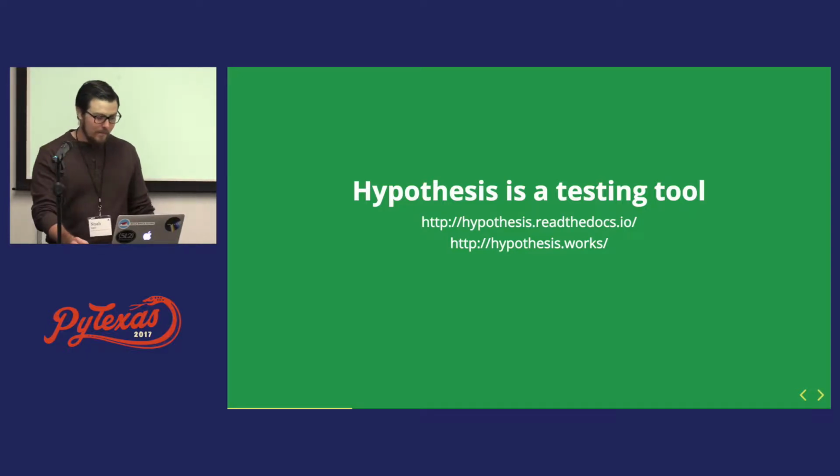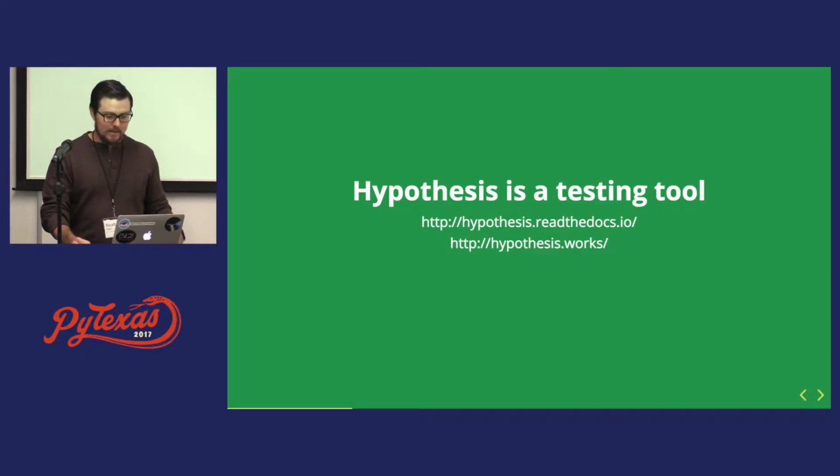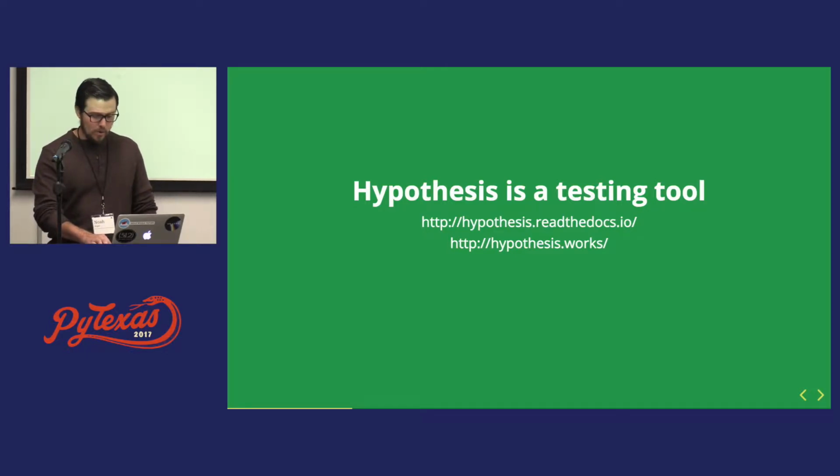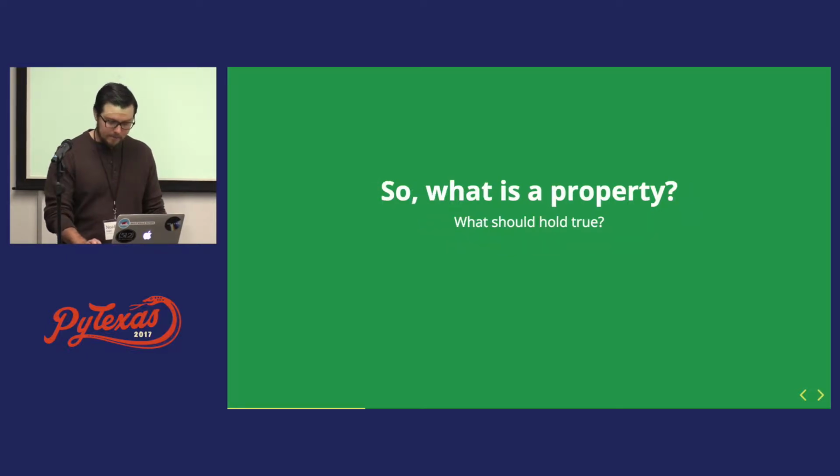It's a testing tool. You can find it on the web at these URLs. And it's a tool for doing property-based testing specifically. It works both in unittest and pytest, and anywhere you're using fixture data today, you can probably just drop this in and replace fixtures with Hypothesis. So that's one level that it works at.